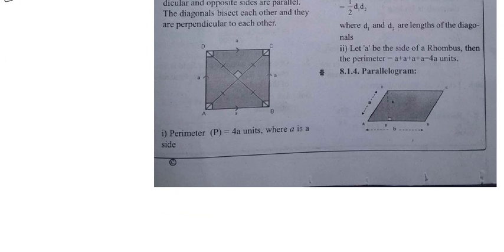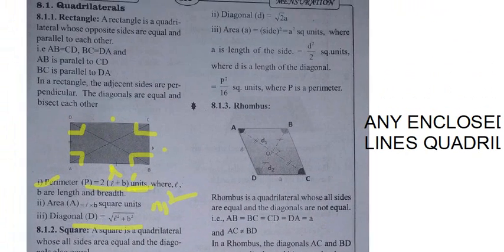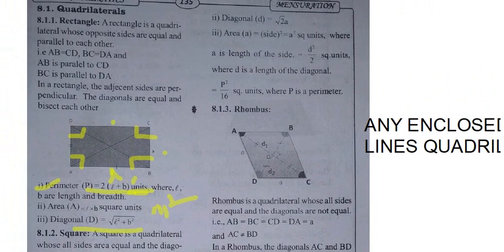Similarly, just as we found the diagonal of a rectangle, if you find the diagonal of the square, you will get root 2 into A, and the area is A square. This next one is not required for your section: where D is the length of the diagonal, then P square by 16 square units, where P is the perimeter. So no need of this guys, don't remember too much.